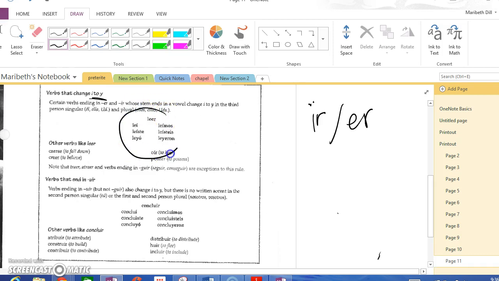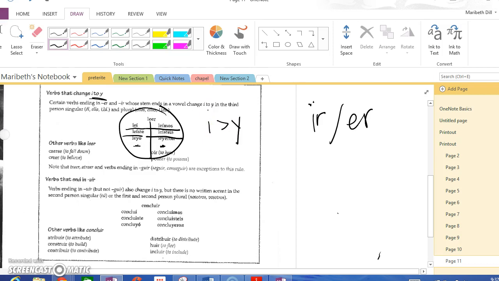As you can see with leer, there's a couple things happening in what I call downstairs. If I set this up like our apartment house, and I drew our lines here like our apartment house, right? I consider this downstairs. It's the él form and the ellos form. Well, notice that instead of the regular ió ending and ieron ending, we had to change the I to a Y. And so that's where that happened.